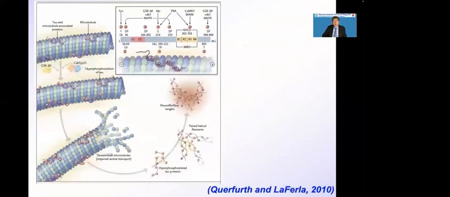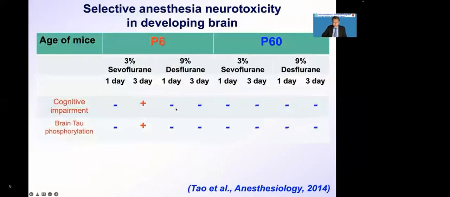So we're going to focus on tau protein for current studies. Tau protein is usually bound to microtubules inside neurons. When it becomes hyperphosphorylated, it will detach from microtubules to form what are called tangles.